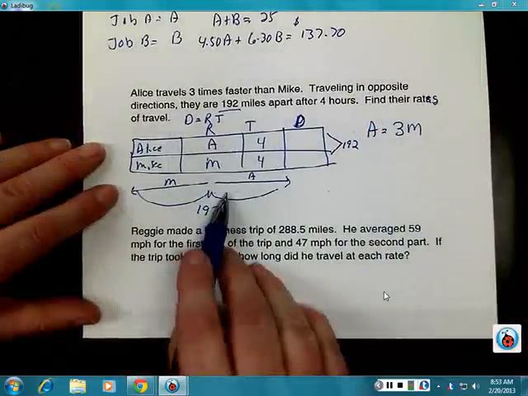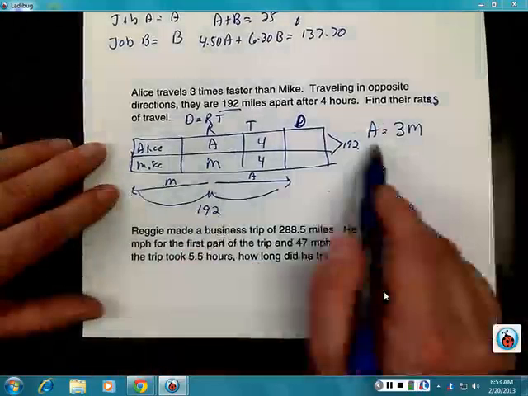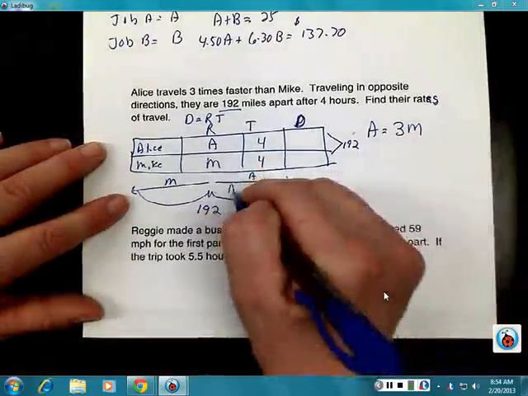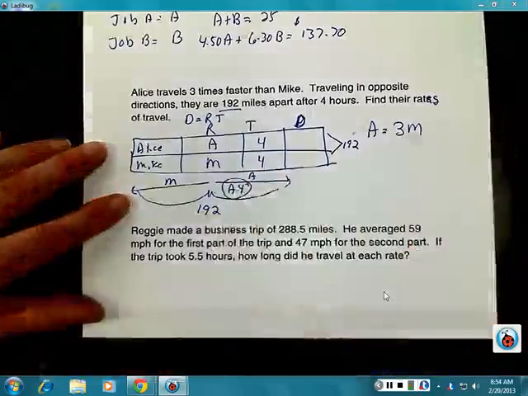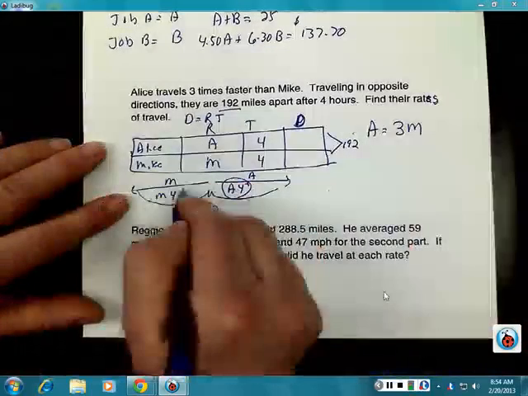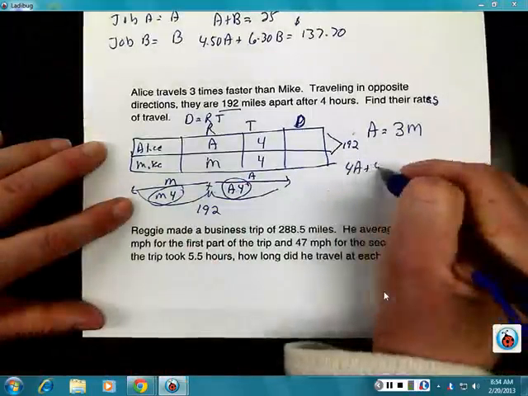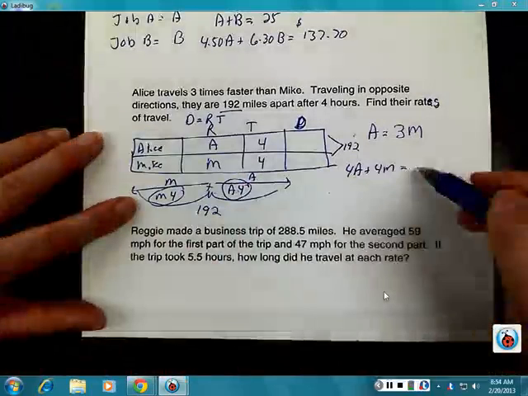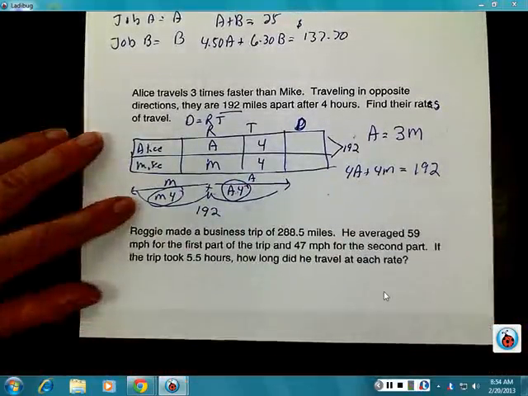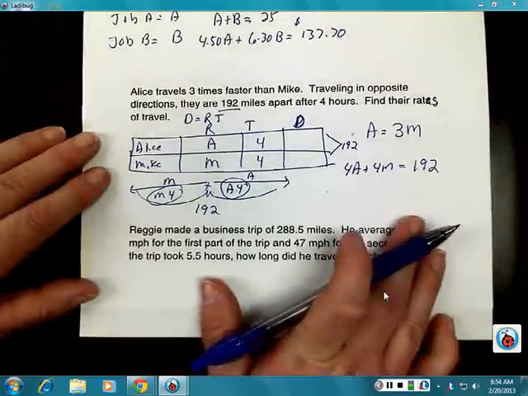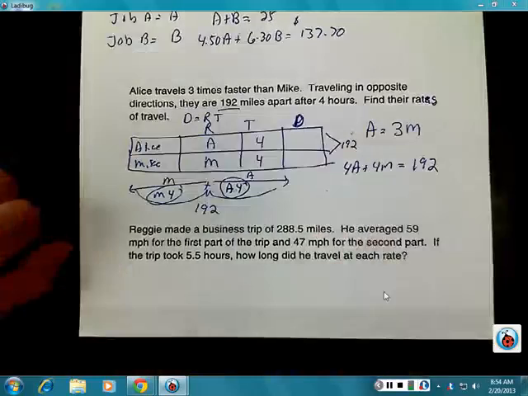So what's my equation? I've got one equation, but I need another one. So what's the other one going to be? We know that Alice traveled at A for 4 hours. Mike traveled at Mike's speed for 4 hours, but because these are together, they end up being a total. So 4A plus 4M is going to equal 192. We okay or not okay? Okay.